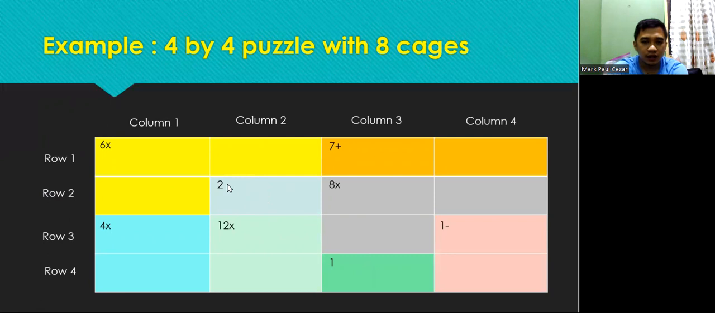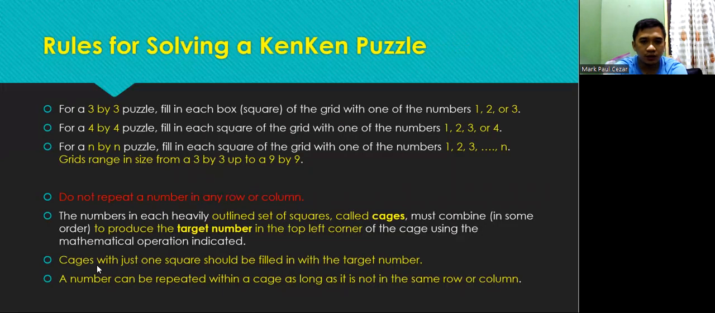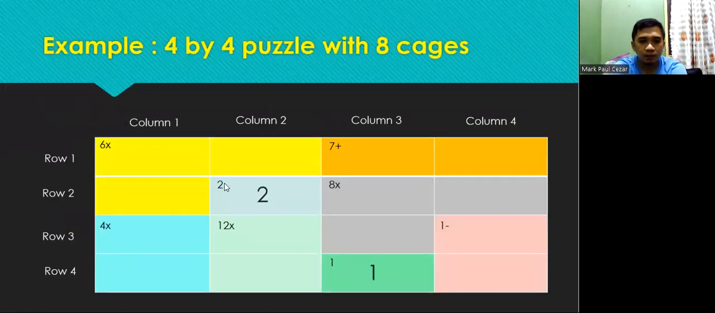Since in our rule, it says that cages with just one square should be filled in with the target number, we should already put this given target number in this cage or box because it is a cage that is composed of one box only. Get it?